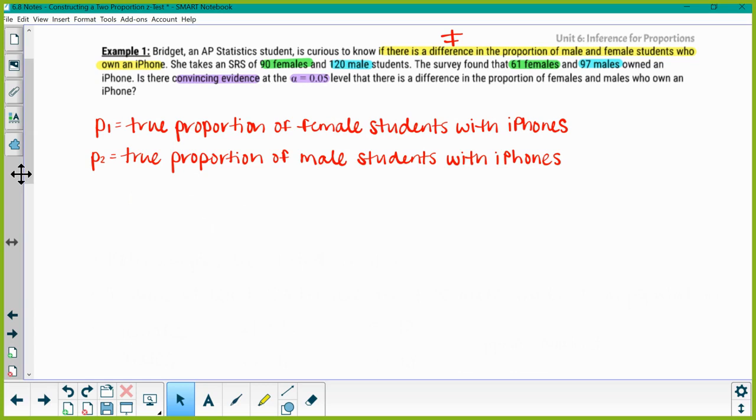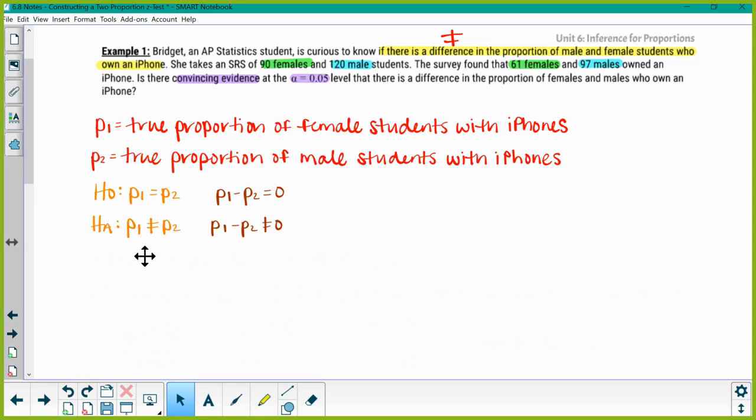And once you have defined what your parameters are, you're now able to use them within your hypotheses. So my null is always that they're going to be equal to each other, no matter what the claim is, no matter what you're trying to test. It's always going to be that they are equal to each other. So I'm going to have my null: P1 is equal to P2. And my alternative in this case, Bridget's interested, is there a difference?